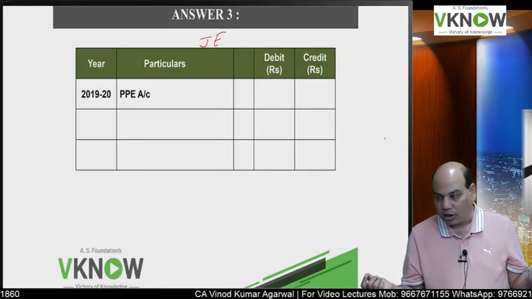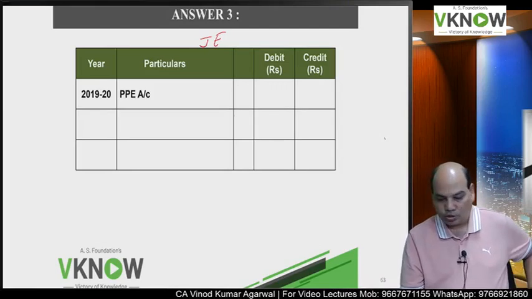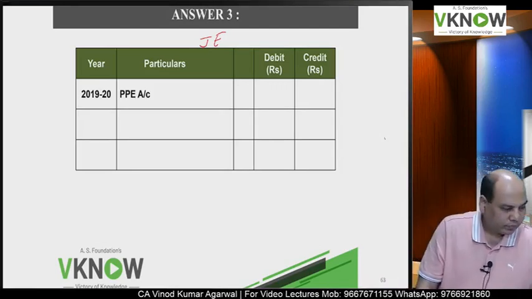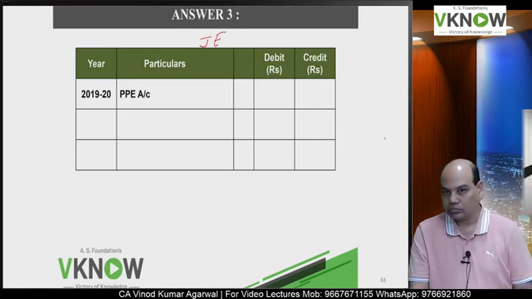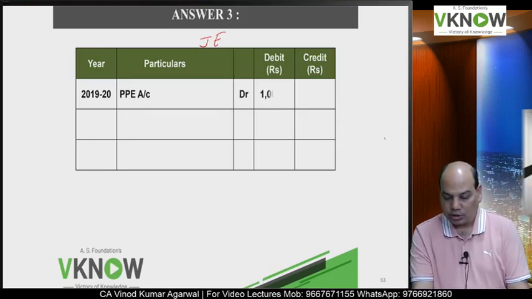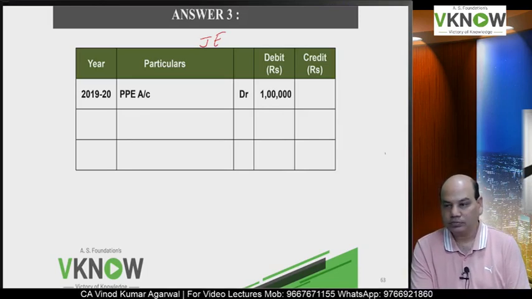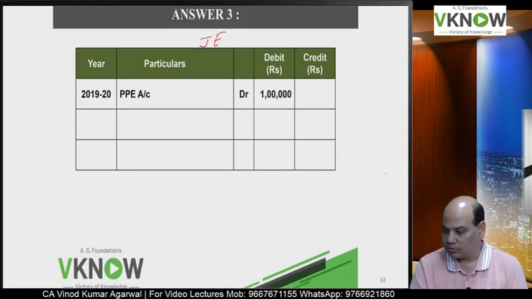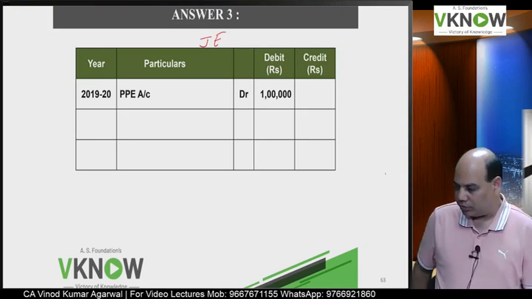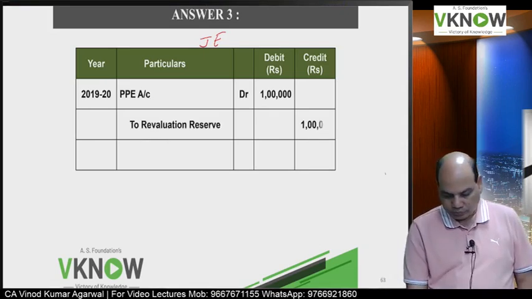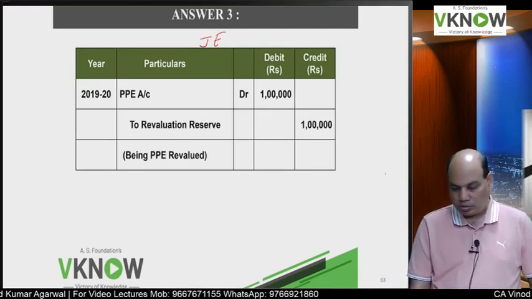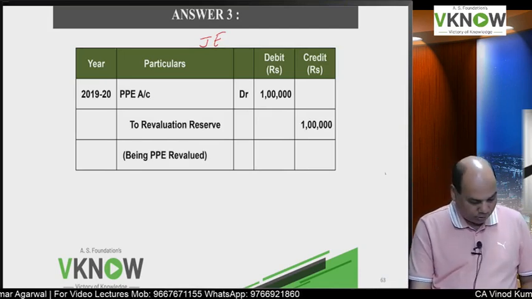So the first entry I will pass in 2019-20. What is the entry you will write? PPE account debit to revaluation reserve 1 lakh. Is it right? Now write down, being PPE revalued.